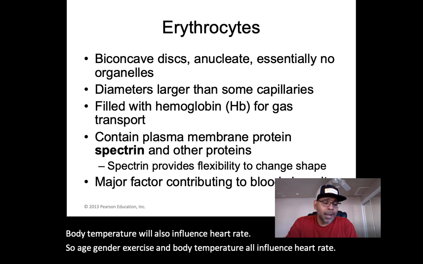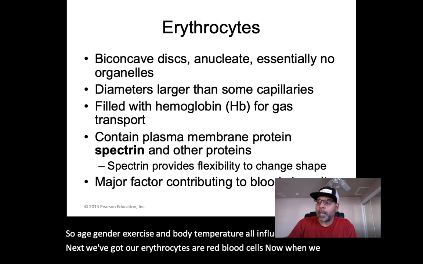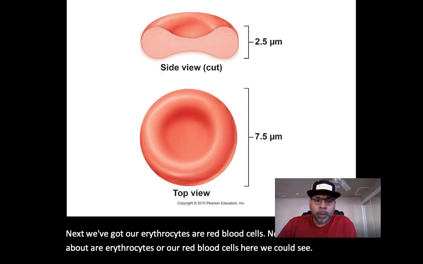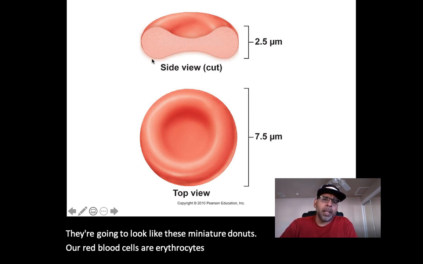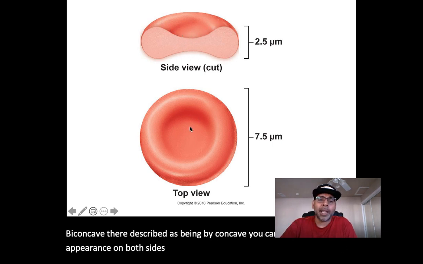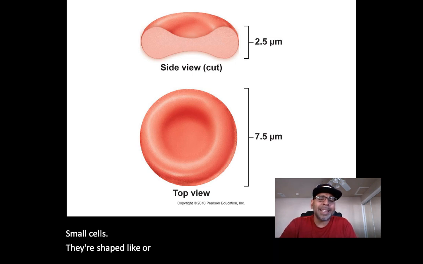Next, we've got our erythrocytes, our red blood cells. Now, when we talk about our erythrocytes, here we could see they are going to look like these miniature donuts. Our red blood cells are described as being biconcave. You can see that concave appearance on both sides. So biconcave, small cells. They look like biconcave discs.